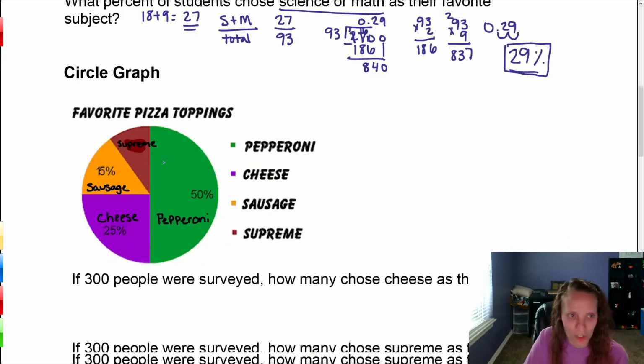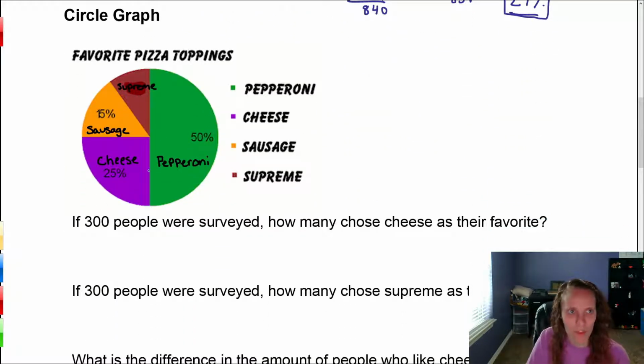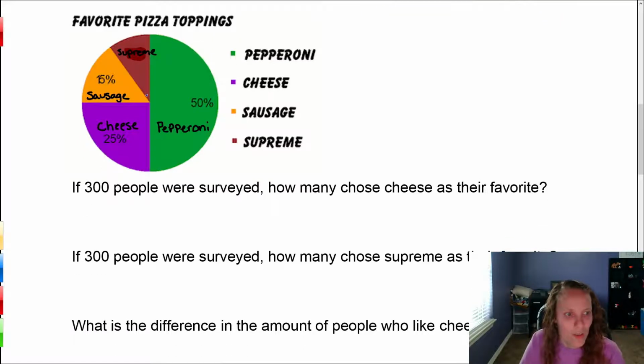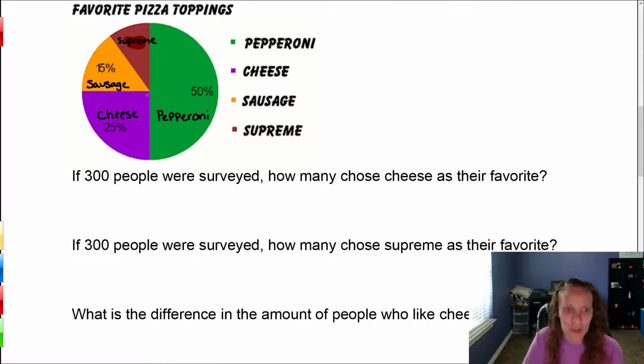Alright, let's look at the circle graph. Now we're changing topics and we're looking at favorite pizza toppings. And I see that there's pepperoni, cheese, sausage, and supreme. If you look at the circle graph here, it looks like about half of the people chose pepperoni. So that looks to be the favorite. The next favorite might be cheese, followed by sausage, and then the supreme section looks a little smaller than sausage. And so the question says here, if 300 people were surveyed, how many chose cheese as their favorite?